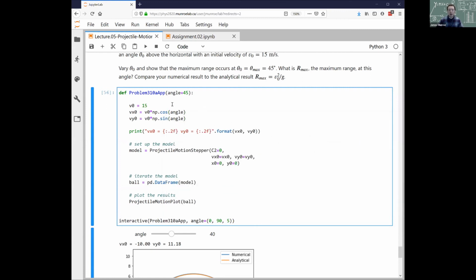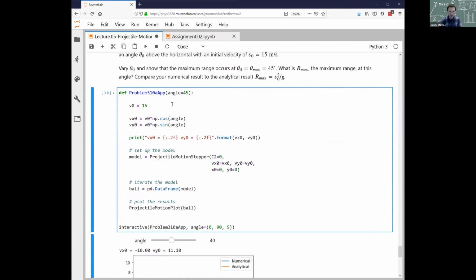Oh, okay. Well then, let's change it. Let's figure out what the angle is going to be. And again, I'm using this trick of \theta, tab, to give me a theta. I'm going to say theta 0, the initial angle, is angle converted.